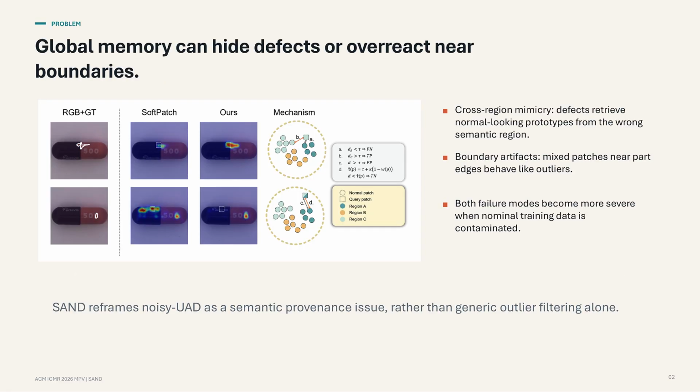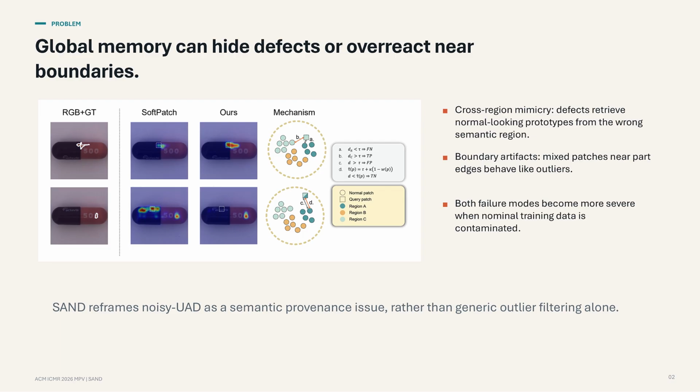The motivation starts from a limitation of global memory matching. Memory bank methods store normal patch features and compare each query patch with its nearest neighbors. This is effective when the training data are clean. However, under noisy normal training, the global memory bank mixes features from different semantic regions. This creates two failure modes.